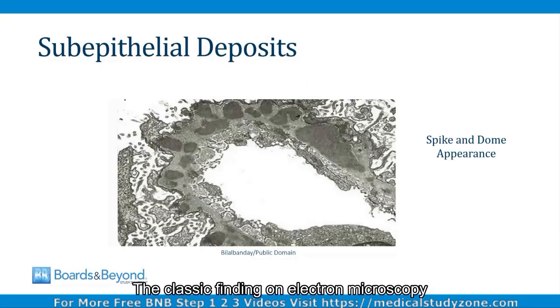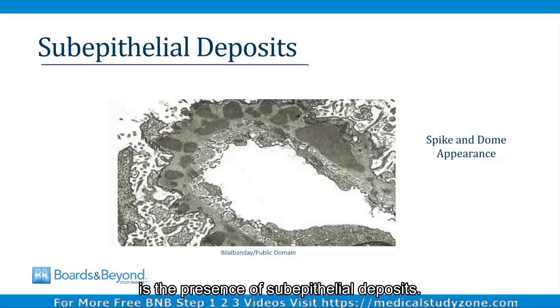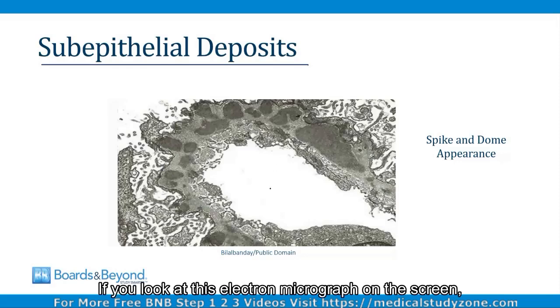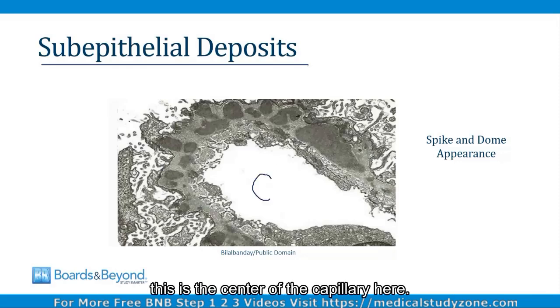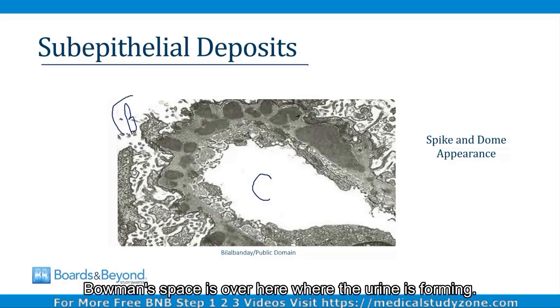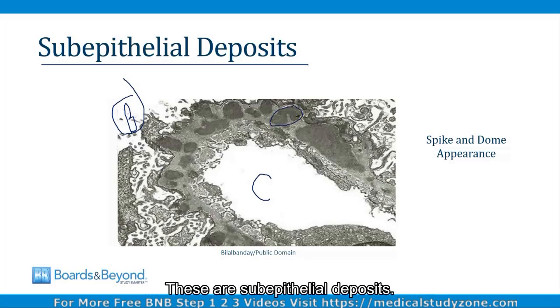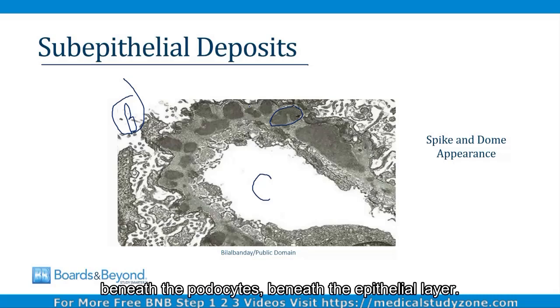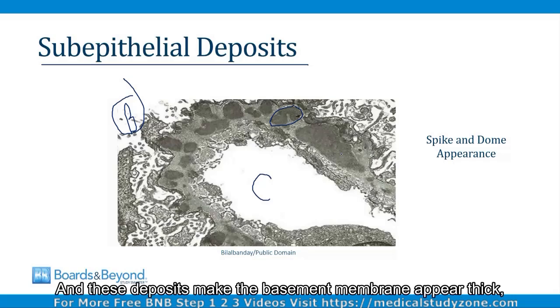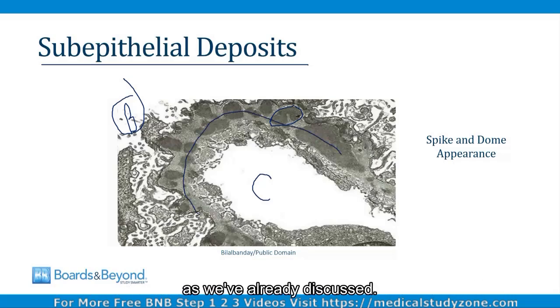The classic finding on electron microscopy in membranous nephropathy is the presence of subepithelial deposits. If you look at this electron micrograph on the screen, this is the center of the capillary here. Bowman's space is over here where the urine is forming, and you can see that there are these dark lumps present. These are subepithelial deposits. They're called subepithelial because they form beneath the podocytes, beneath the epithelial layer. And these deposits make the basement membrane appear thick, as we've already discussed.